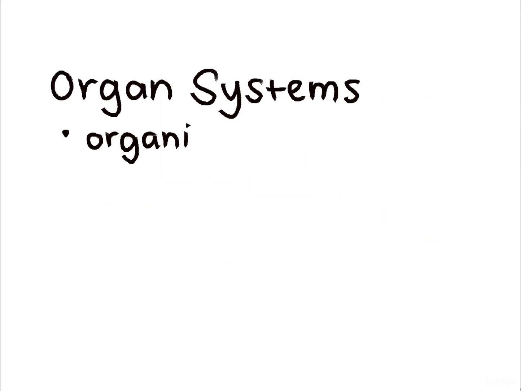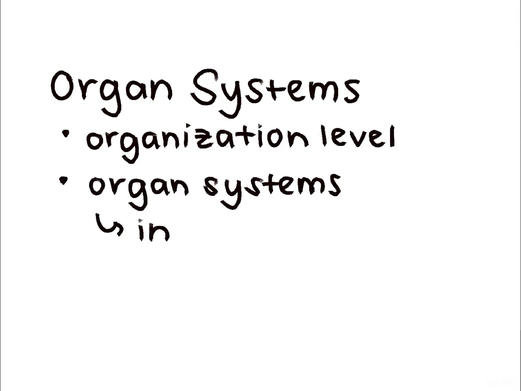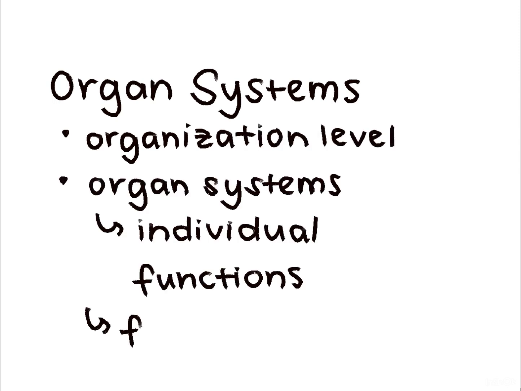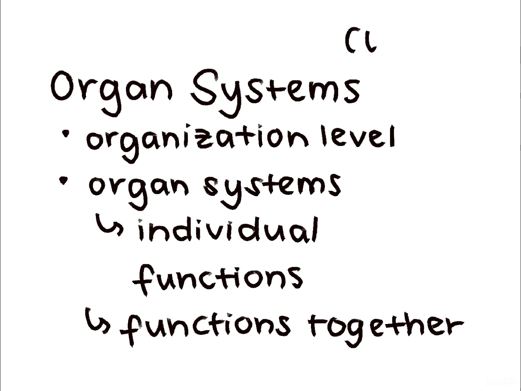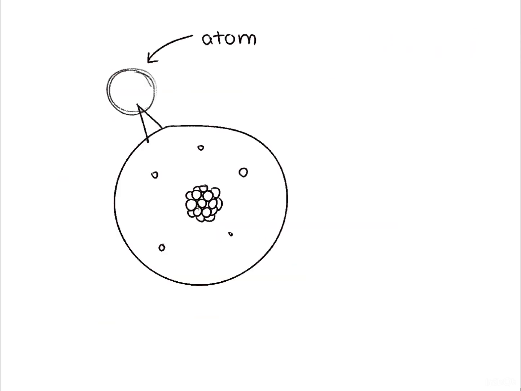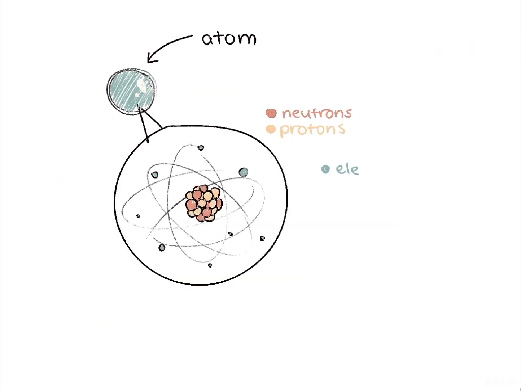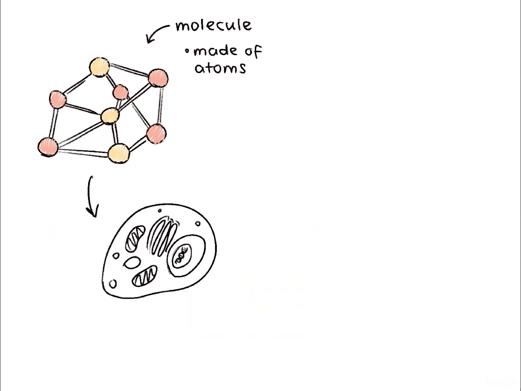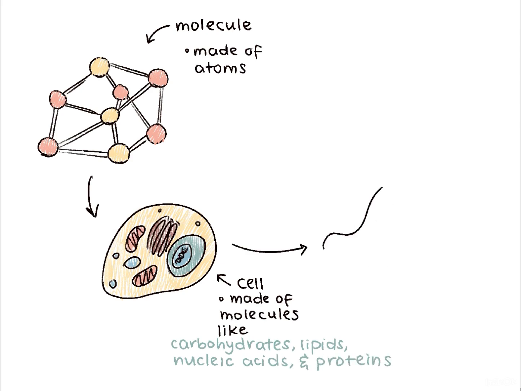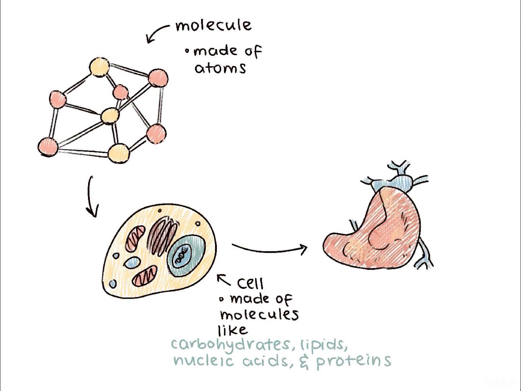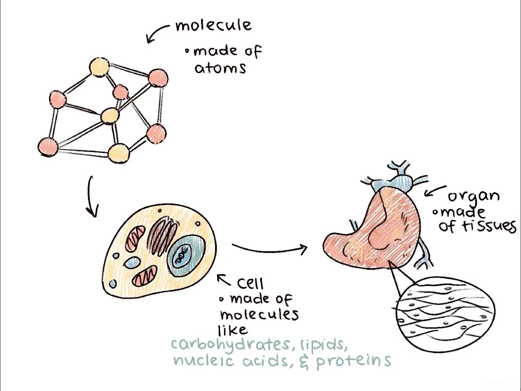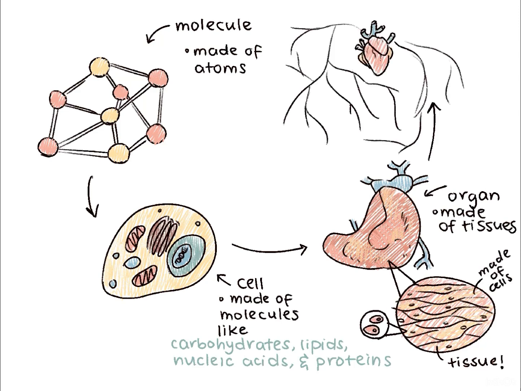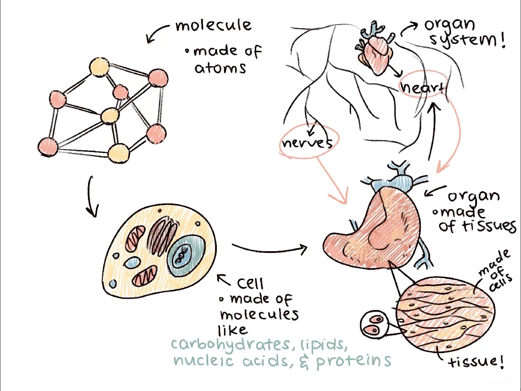Now we will talk about organ systems, the levels of organization, the systems and their functions individually, and also how they function together. This is an atom. It is comprised of neutrons, protons, and electrons. Atoms make up a molecule. These molecules will also make up a cell. So cells are made of molecules like carbohydrates, lipids, nucleic acids, and proteins. Organs are made of tissues, and those tissues are made of cells. These organs will make up an organ system, which is what we will be learning.